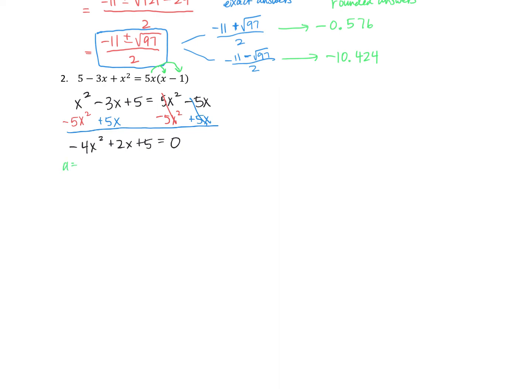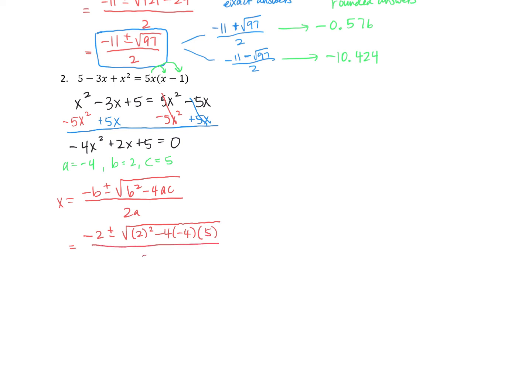So at this point, I can identify A, negative 4, B, which is 2, and C, which is 5. And so I'm just going to plug those into my formula. So start by writing your formula. x equals negative b plus or minus the square root of b squared minus 4ac all over 2a. So negative b, so that'll be a negative 2 plus or minus the square root of 2 squared minus 4 times negative 4 times 5 all over 2 times negative 4.